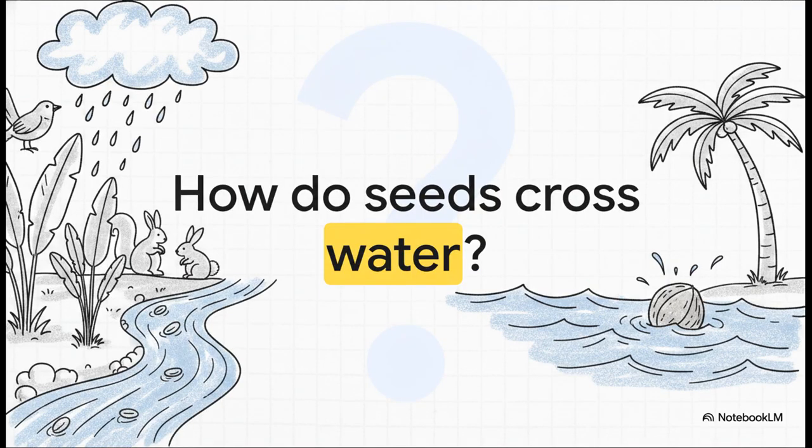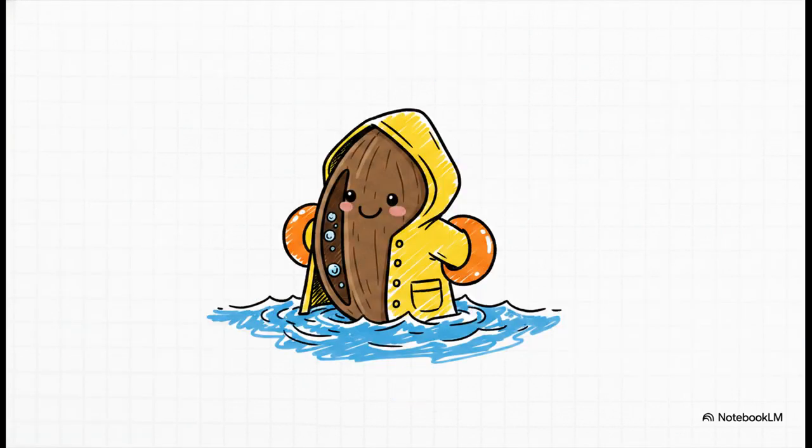Okay, so we've got animals and we've got the wind. But what about water? Imagine a plant that lives right next to a river, a rushing stream, or even the giant ocean. How do these plants manage to send their babies safely across all that water without them just sinking and drowning? Well, believe it or not, these seeds come fully prepared for a long swim.